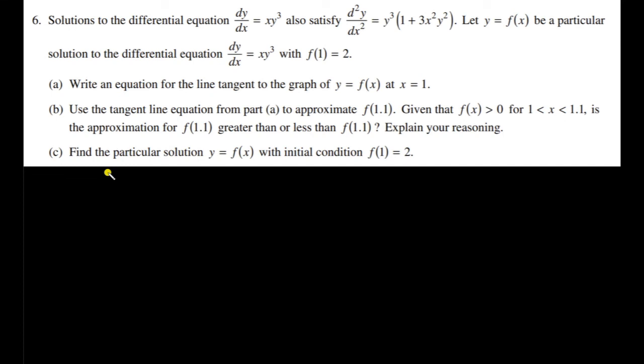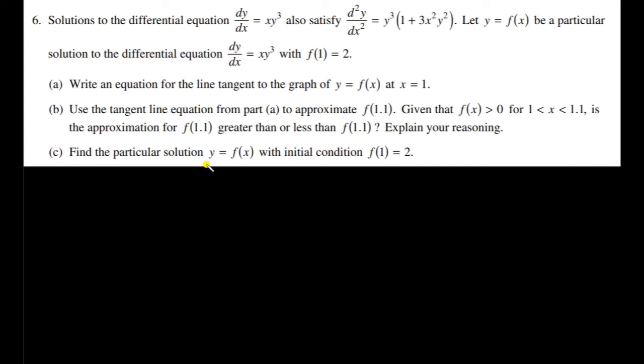Part C, find the particular solution of y equals f of x with initial condition f of 1 equals 2. I love these questions because they are just so much easy points, right? If you've seen any of the other videos, you know I love these questions. They just throw points at you like no one's business.